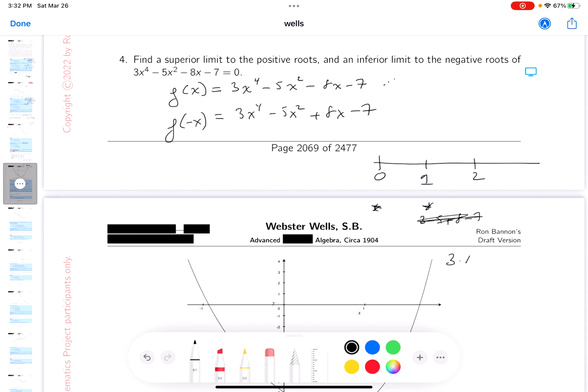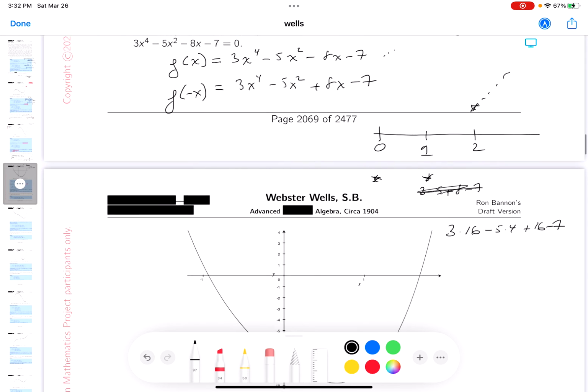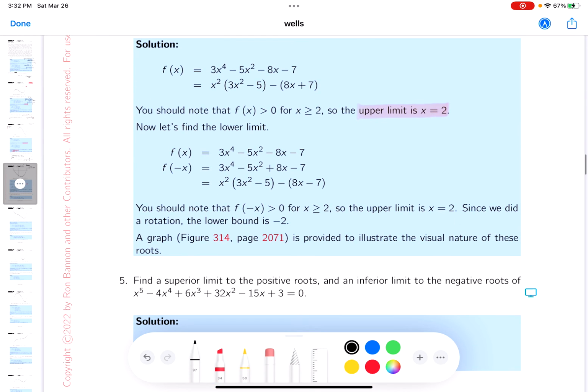3 times 16 minus 5 times 4 plus 16 minus 7. I want to point out, this is where things become, at least in my opinion, obvious that it's going to keep going up at this point. All right? So what's the lower bound now? The lower bound is minus 2. Let's take a look at that. See if they put that down. Yep, lower bound is minus 2.